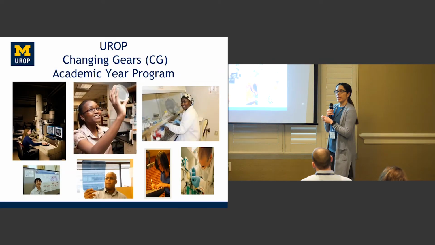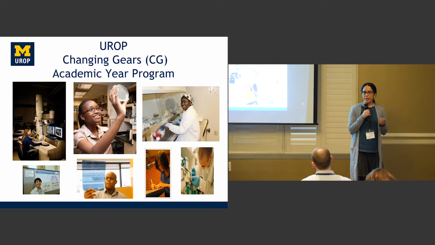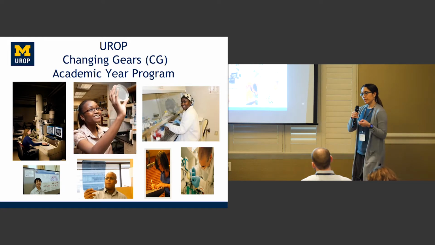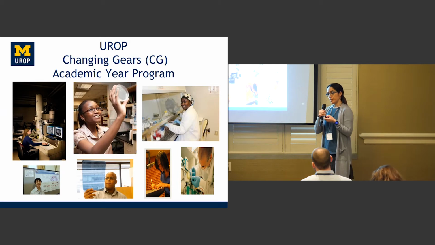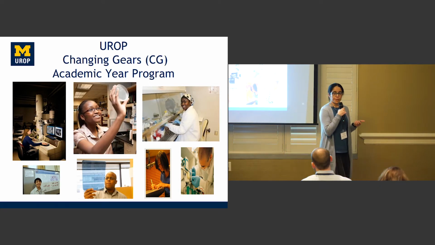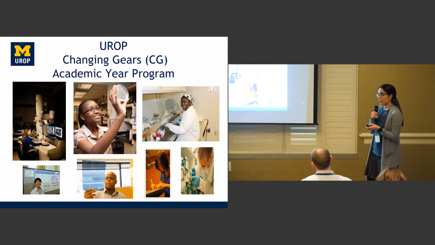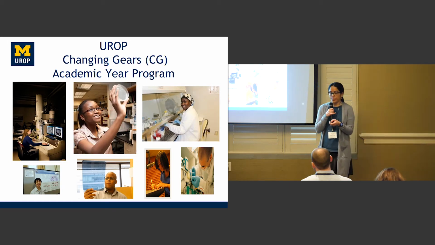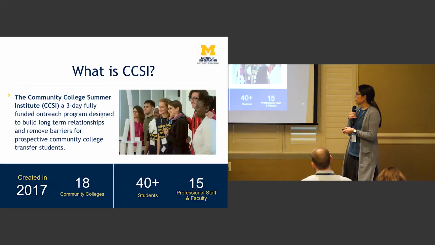During the academic year, we have our Changing Gears. Again, this is for admitted students who came from the community college. So we also provide an opportunity that once a community college student is admitted to U of M and they're participating in UROP, they get to broaden their network, they still get to continue with research and or look at other areas of research that they want to explore. They get the peer mentorship and training that was previously discussed. So we just don't do work during the summer. We also provide the opportunity during the academic year.